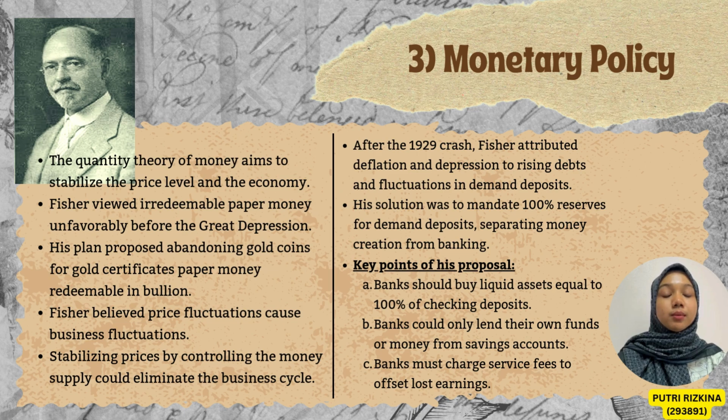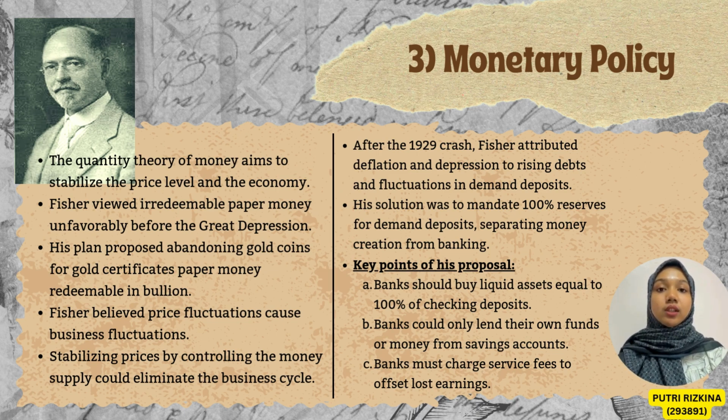Fisher viewed irredeemable paper money unfavorably before the Great Depression. So he proposed to abandon gold coins for gold certificates, paper money redeemable in bullion. Fisher also believed that price fluctuation will cause business fluctuation. So stabilizing prices by controlling the money supply will eliminate the business cycle.